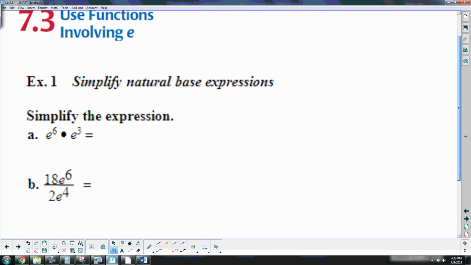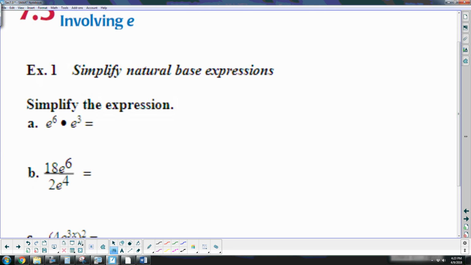So we're going to use this natural base like a variable, like we would with any properties of exponents we've worked with in the past. So first we're going to simplify these expressions. So here our base is the same, e is the base in both of these, and we're multiplying. That means we add the exponents.